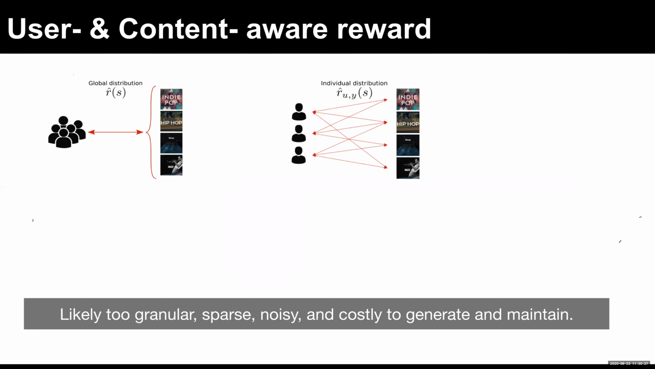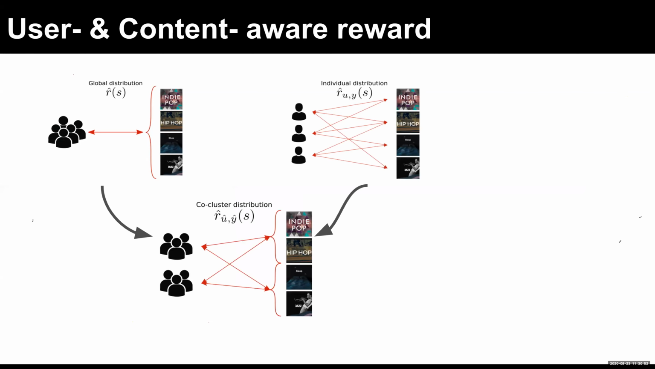Ideally, we could have a user playlist personalized reward function. So each individual user and content pair would have a reward function. Now, that's not scalable because it's too granular, too sparse, too noisy, and it's very costly to generate and maintain. So this is where we could do co-clustering. So I'm going to look at users and content, and I'm going to group them into co-clusters.